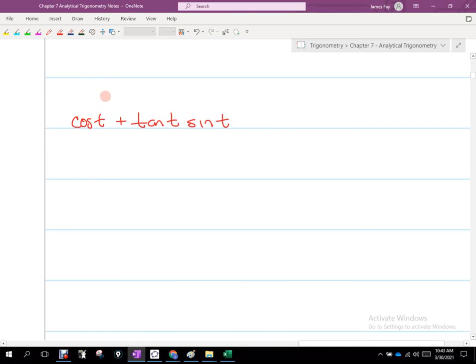So going off of our guidelines a little bit, we're looking for powers of 2. We don't have any of those. So then we'll change things to sine and cosine, right? So that right there is going to change to what? Yep, sine over cosine. So I'm going to rewrite this. So I'm going to say equals, and we'll come down here and actually do the work. So I'll have cosine of t plus sine of t over cosine of t times sine of t over 1. Good.